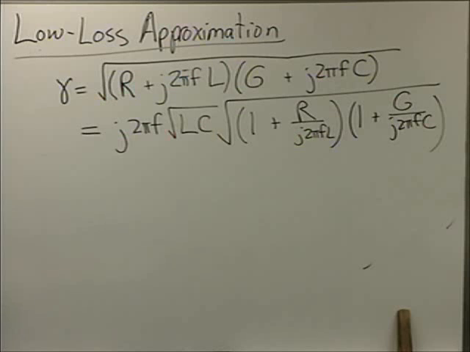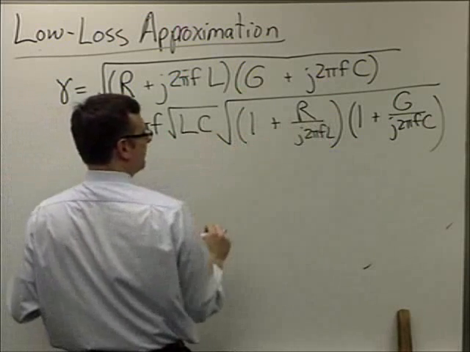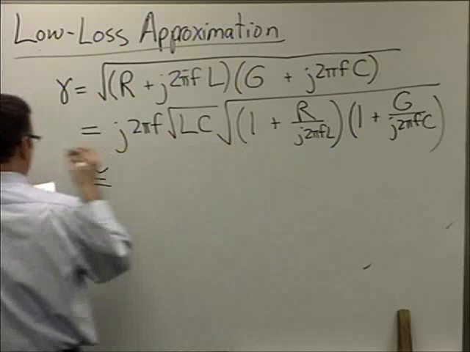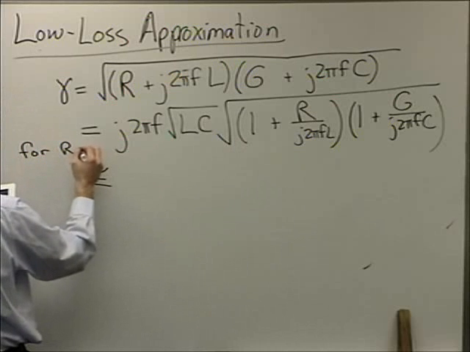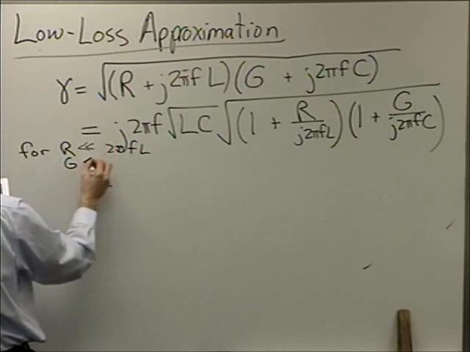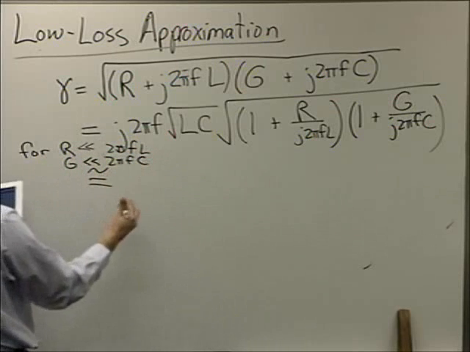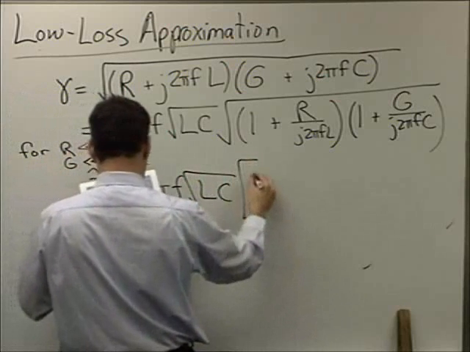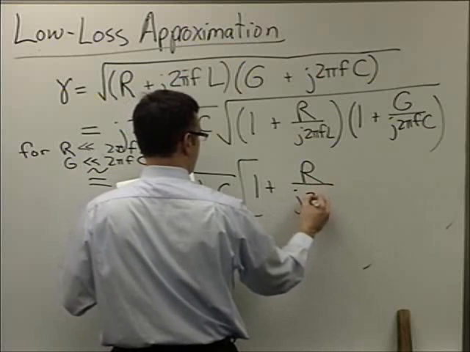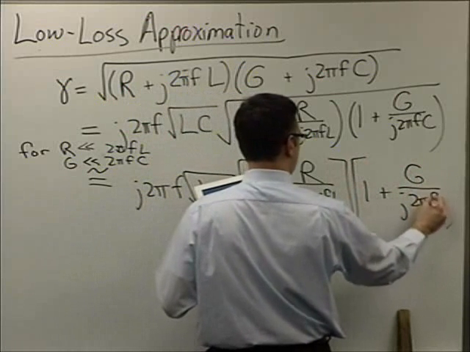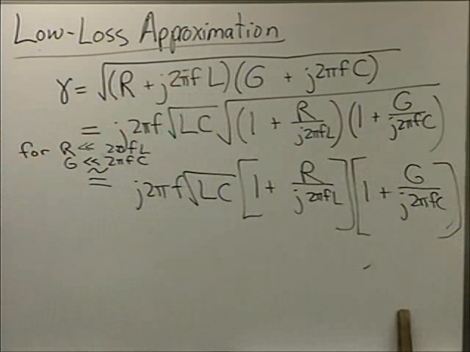Just factoring out. And when you have 1 plus a little bit of something times 1 plus a little bit of something under the square root, you can actually write this as approximately, for R much less than 2πfL and G much less than 2πfC, which is our formal criterion for low loss, j2πf square root of LC times the quantity 1 plus R over j2πfL times 1 plus G over j2πfC. So all we did was really get rid of that square root, because you can actually do that when the arguments are really small.